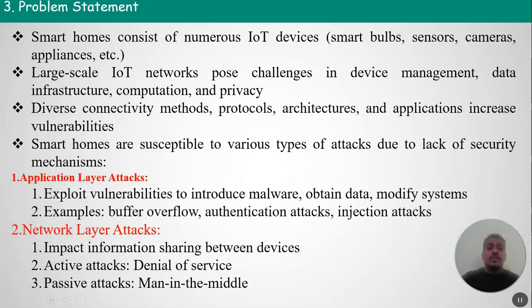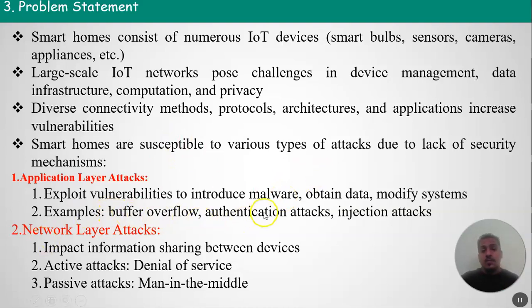A smart home consists of numerous IoT devices, such as smart sensors, cameras, and appliances. Large-scale IoT networks pose challenges in device management, data infrastructure, computation, and privacy. The diverse connectivity methods, protocols, architectures, and applications increase vulnerability. Smart homes are susceptible to various types of attack due to the lack of security mechanisms. Application layer attacks exploit a vulnerability to introduce malware, obtain data, or modify the system.